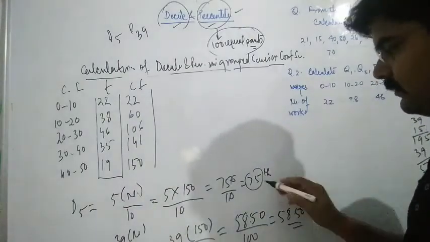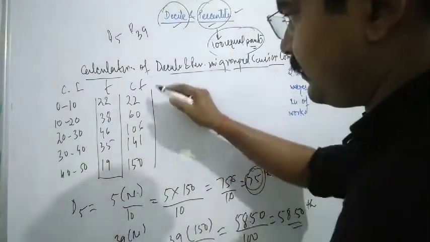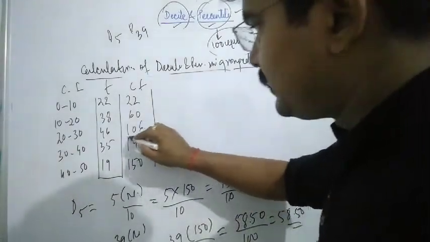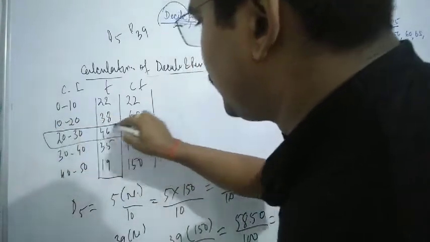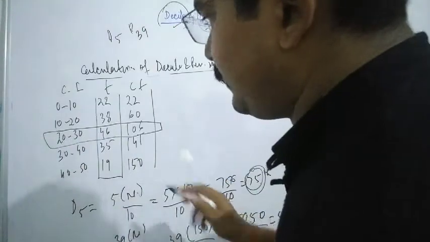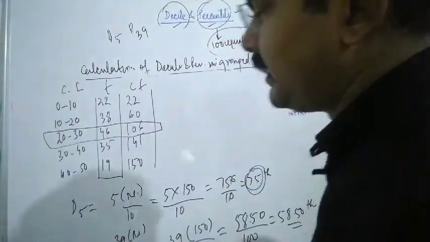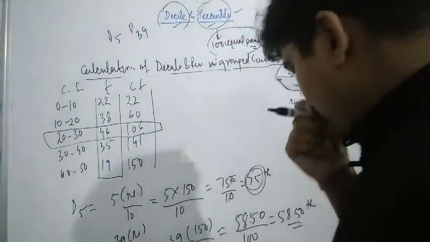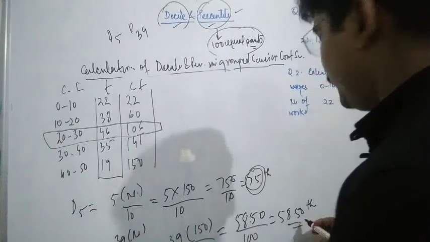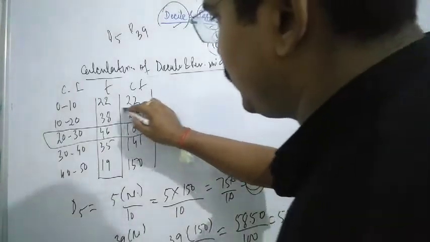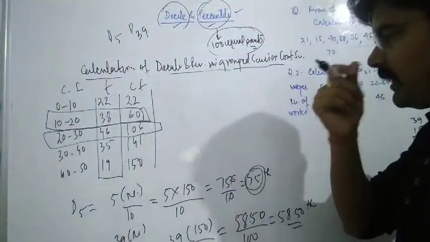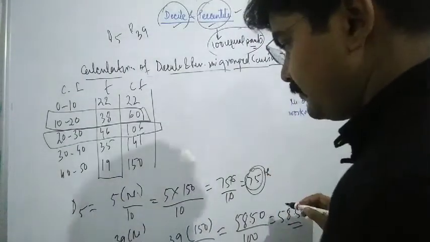Now we have to check where the same value exists in the cumulative frequency table. 75 exists in the 20 to 30 class interval, so D5 will come in the 20 to 30 class interval. In the same way, P39 with value 58.50 will come in the 10 to 20 class interval. Using this value, we can easily calculate P39.